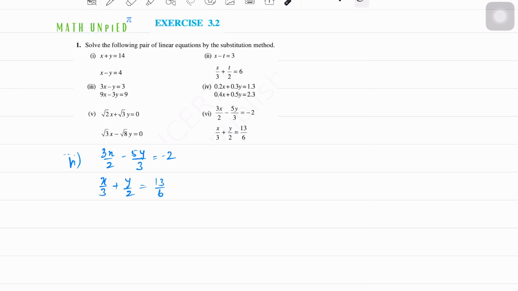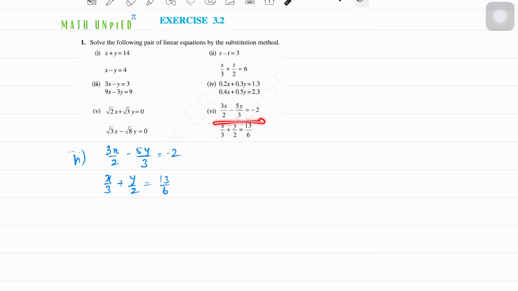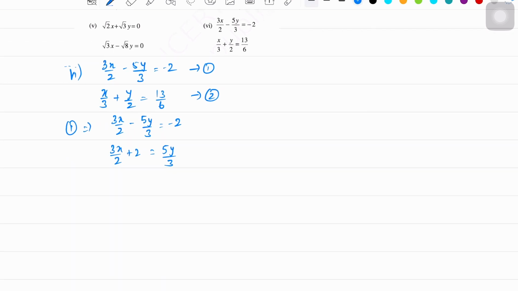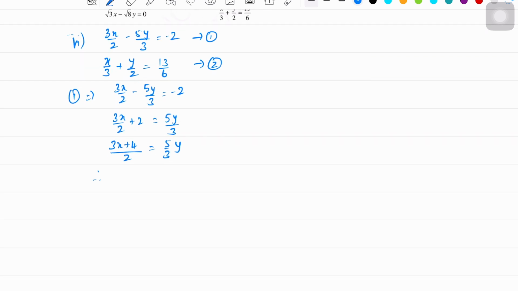Now let's move on to the sixth one. This is 3x over 2 minus 5y over 3 equals negative 2, and x over 3 plus y over 2 equals 13 over 6. So let this one be the first equation, and this is equation number 2. We'll simplify 1, which is 3x over 2 minus 5y over 3 equals negative 2. So 3x over 2 plus 2 equals 5y over 3. If you take this negative 5y over 3 to the right side, it will become positive. Similarly, negative 2 coming to this side will become positive. So this is (3x plus 4) over 2 by taking LCM, and this is 5 over 3 times y, and therefore y equals (3x plus 4) over 2 times 3 over 5. This is by bringing this 5 over 3 to the other side so that it becomes 3 over 5.